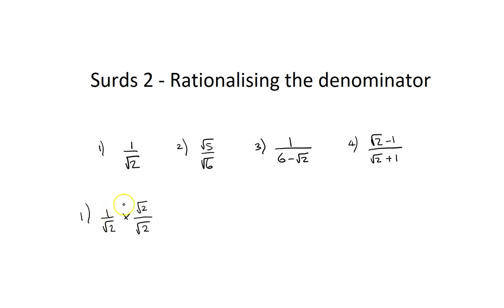If I now multiply this out, we've got 1 times root 2 over root 2 times root 2, which is root 2 squared. The square root and the square cancel each other to give us just 2. So what we've done is we have rewritten our fraction in this form, where the surd is no longer on the bottom, it's no longer the denominator, it's now the numerator, it's on the top of the fraction. So we have rationalised the denominator. Our new fraction has exactly the same value as our original fraction, it's just written in a different way.